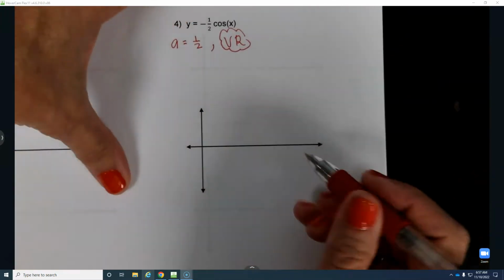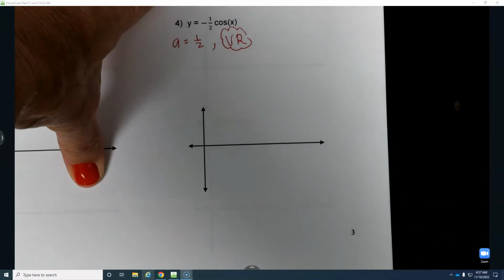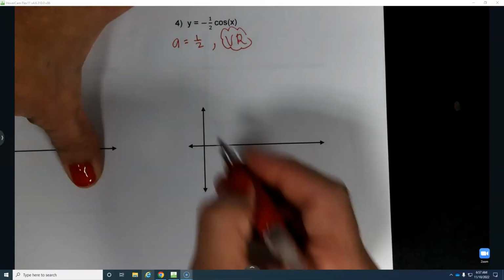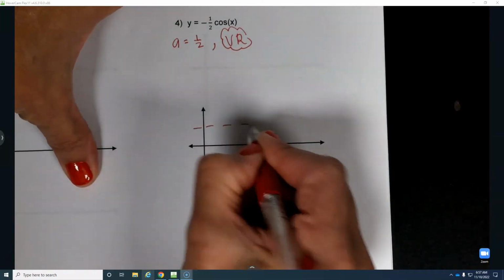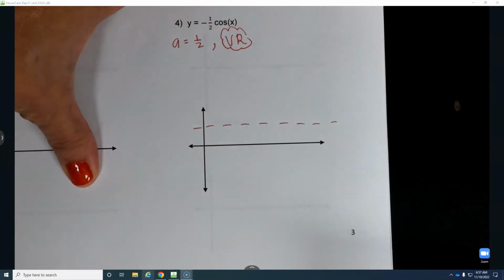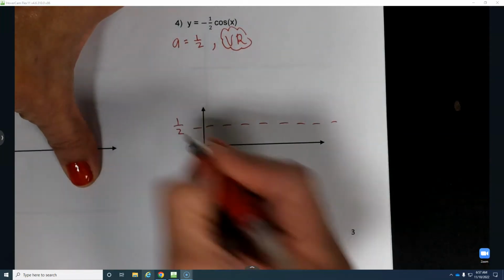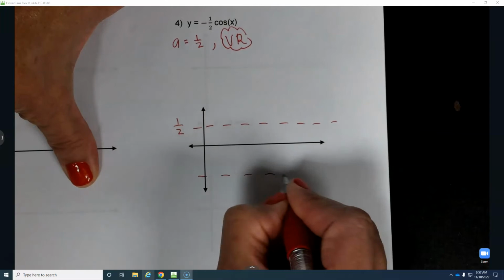So let's amp up to the high value. So remember, when you amp up, this is just a half right here. My high is a half. My low is negative a half.